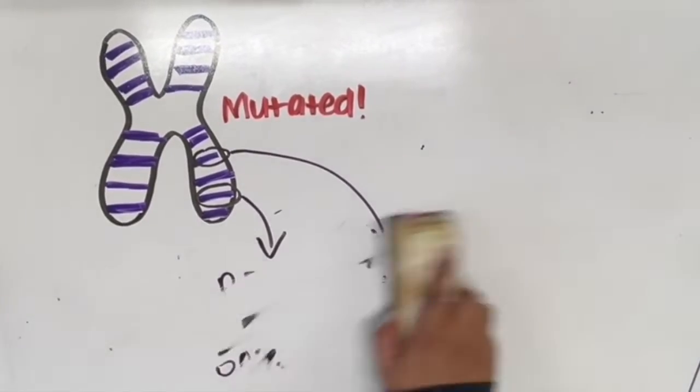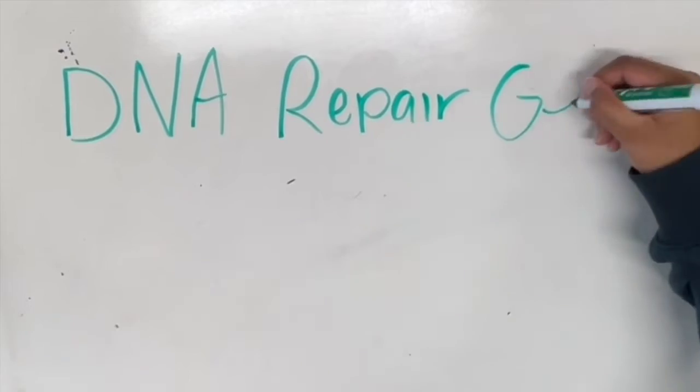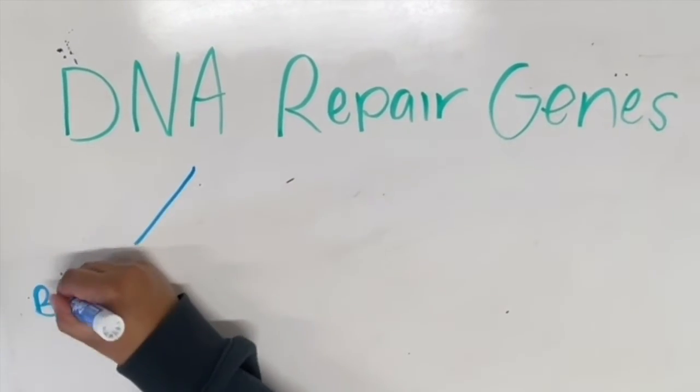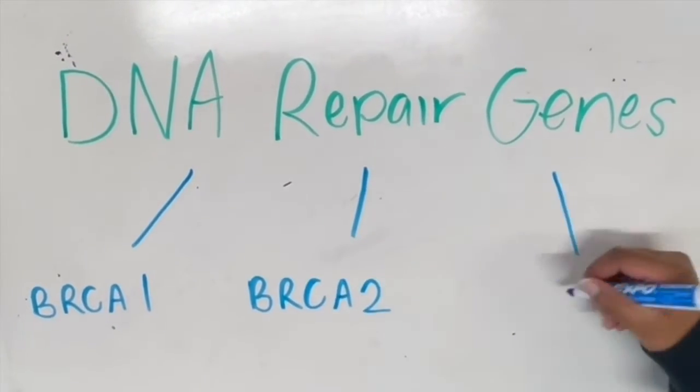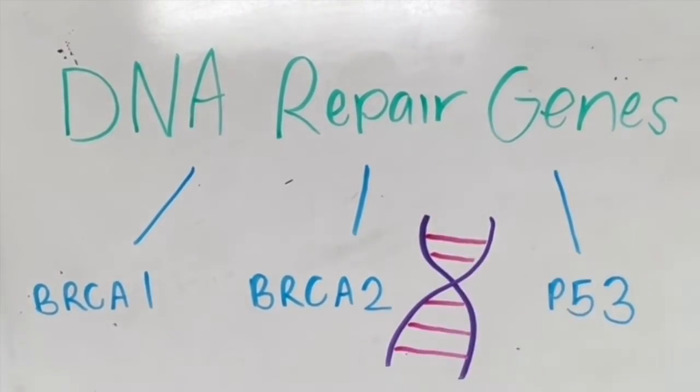DNA repair genes fix mistakes when DNA is copied, such as BRCA1, BRCA2, and P53. Many of them function as tumor suppressor genes. Mutations in DNA repair genes may be inherited or acquired.